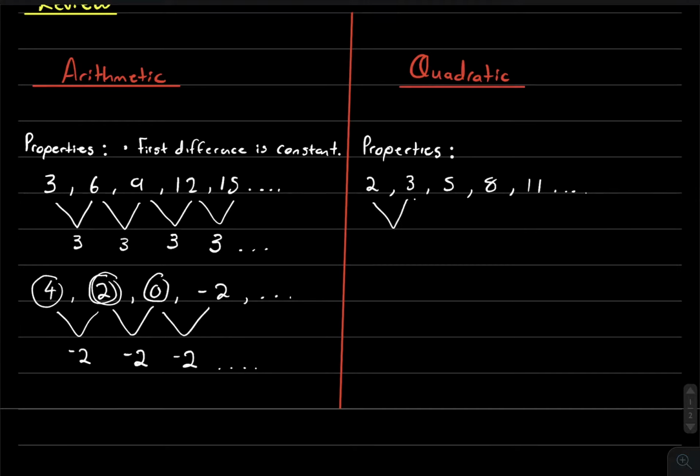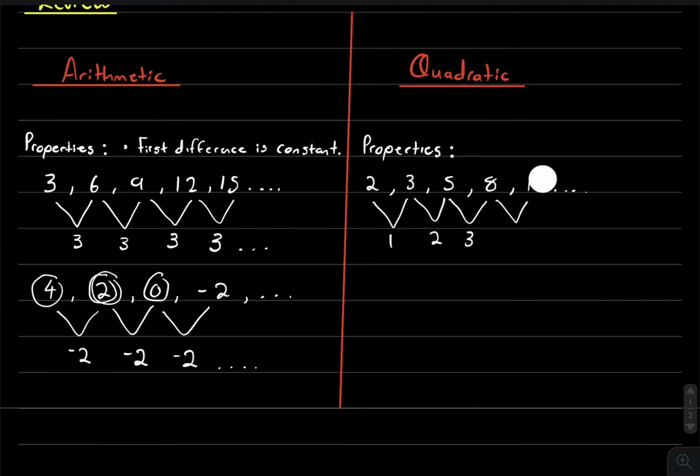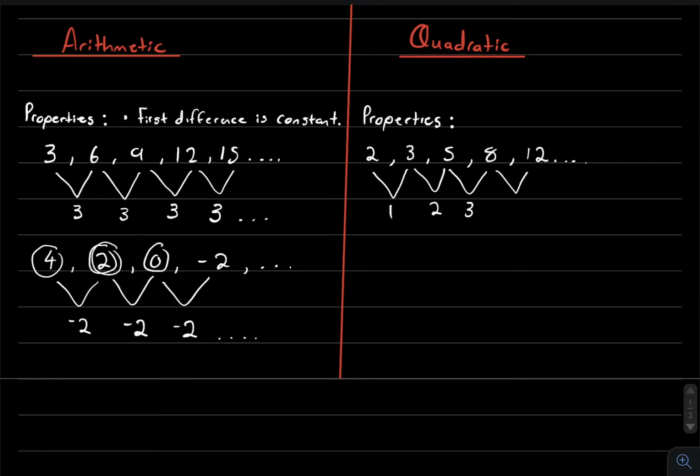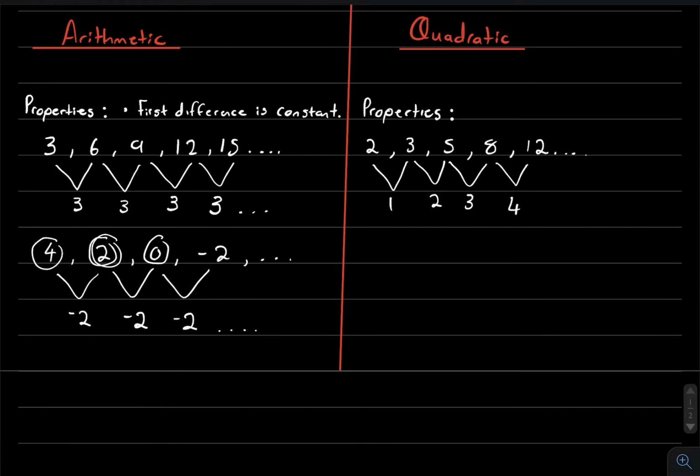Okay, so let's look at what the first difference is in this case. We get 3 minus 2, which is 1, 5 minus 3, which is 2, 8 minus 5, which is 3, 11 minus 8, which, I realize that there's a mistake here. This should be a 12, please excuse that. Okay, so if that's a 12, then our difference here should be a 4. In this case, we see obviously that the first difference is not constant.